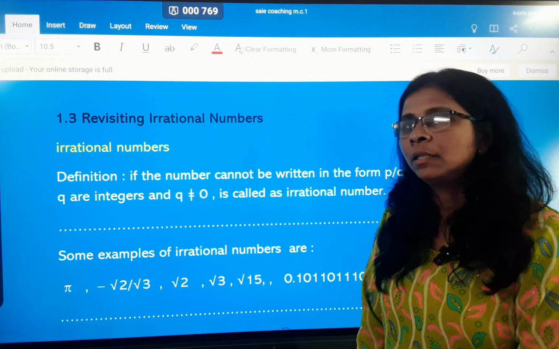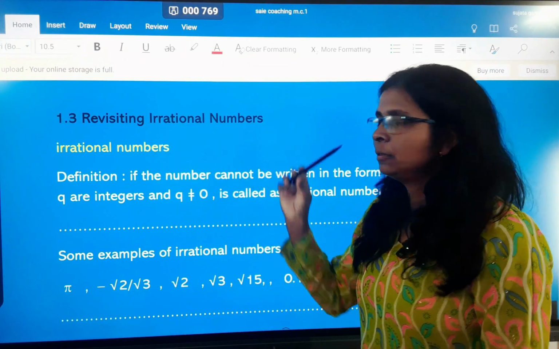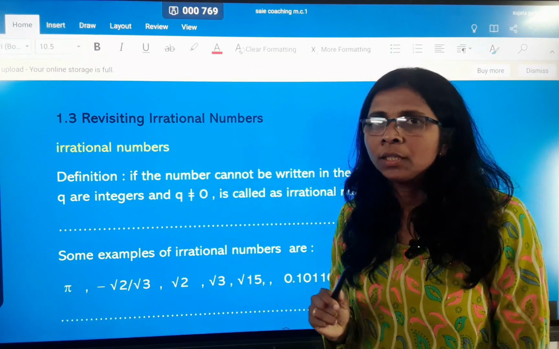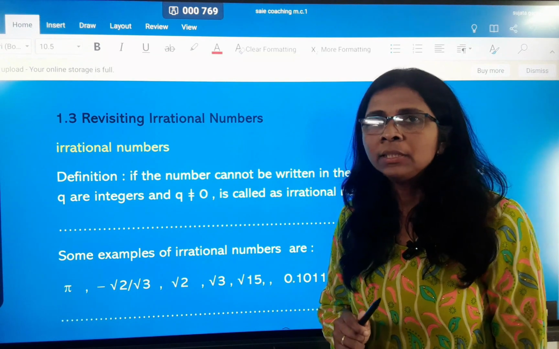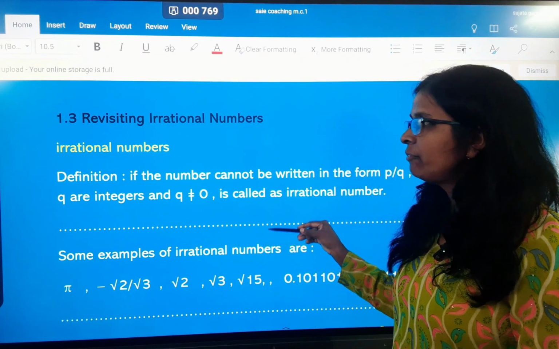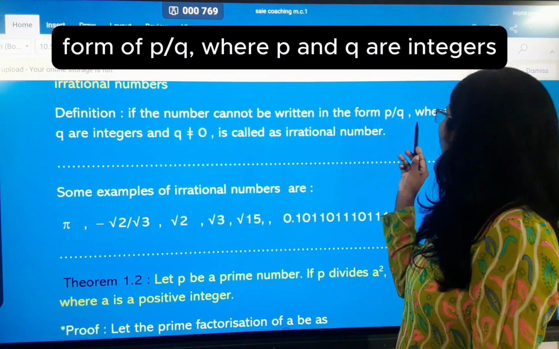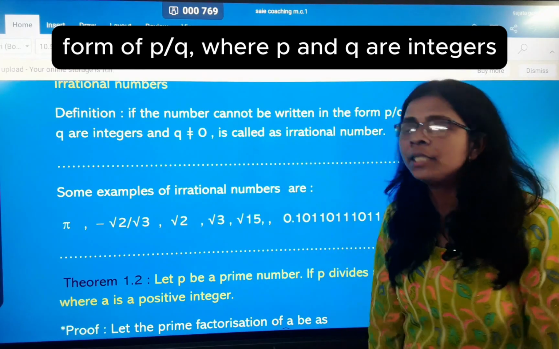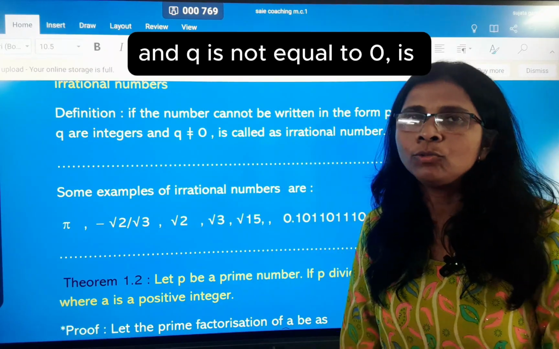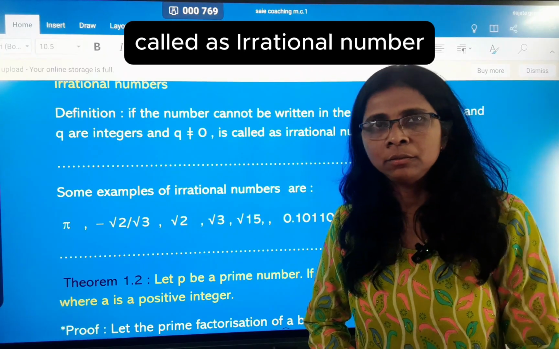Let us see the third topic, revisiting irrational numbers. First, let us understand what irrational numbers are. As per definition, if a number cannot be written in the form p upon q where p and q are integers and q is not equal to 0, then such a number is known as an irrational number.